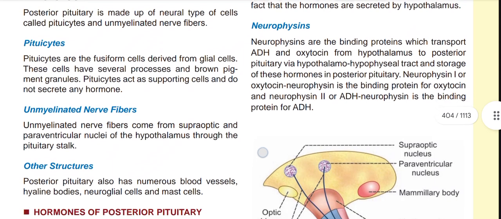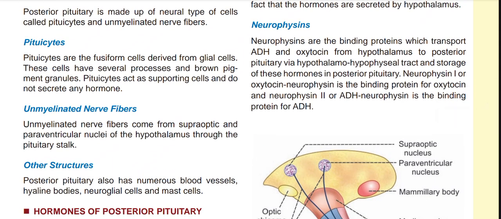So, what are pituocytes? Pituocytes are fusiform cells derived from glial cells, and these cells have several processes and big brown pigment granules upon them. These are supporting cells and they do not secrete any hormone. They are just for support.